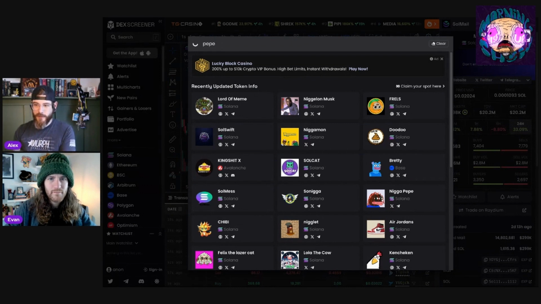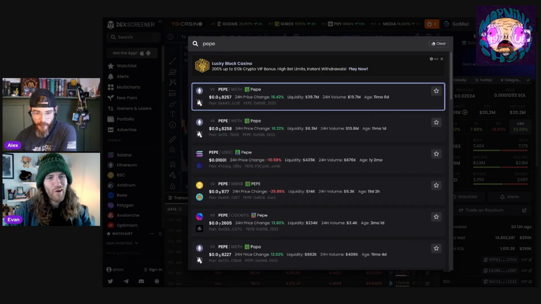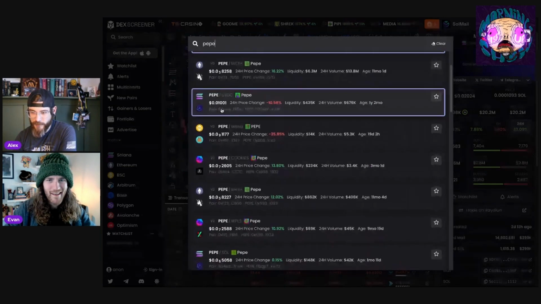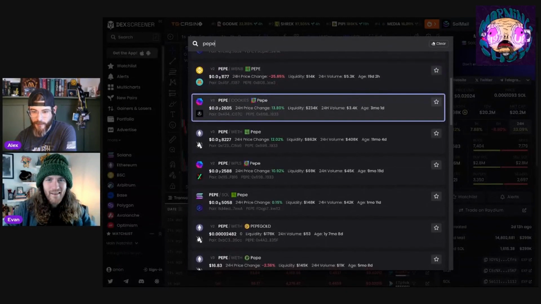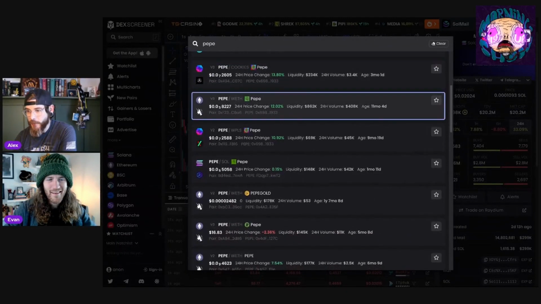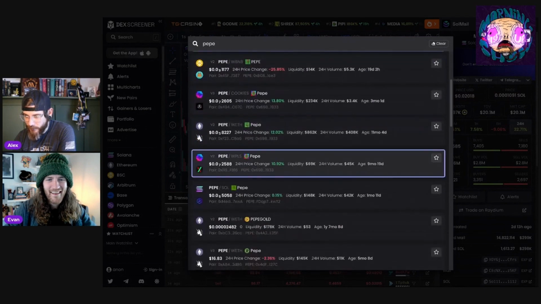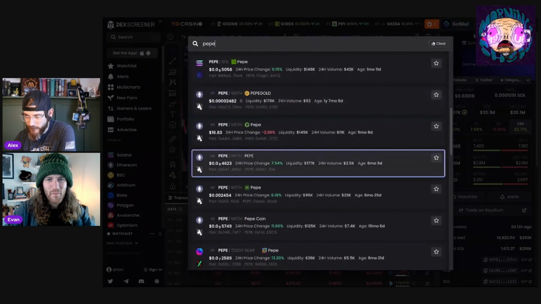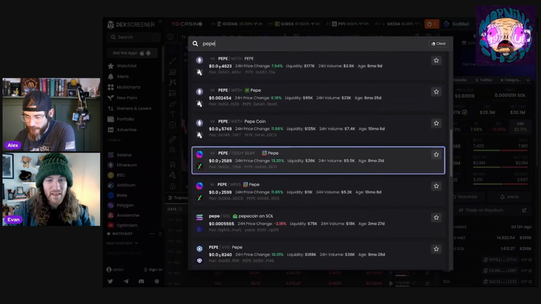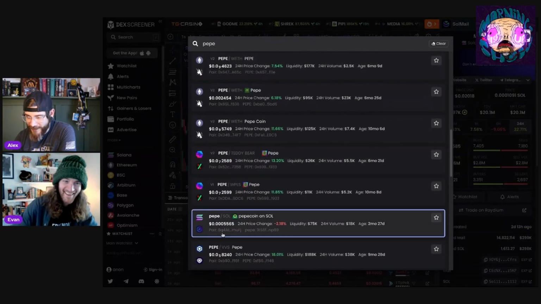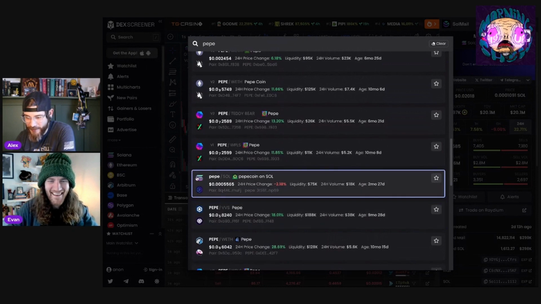But you'll notice that if I search something like Pepe, which is a huge meme, there's going to be a ton of different options, right? Because everybody and their grandmothers launched their own Pepe. So let's take a look at one that's definitely not the regular, real Pepe. I saw one on Base this morning that was Pepe but blue. Exactly. Here's something on Solana that's called just Pepe coin on Solana, right? This thing is only 2 months old. We know that's not the real thing, right?